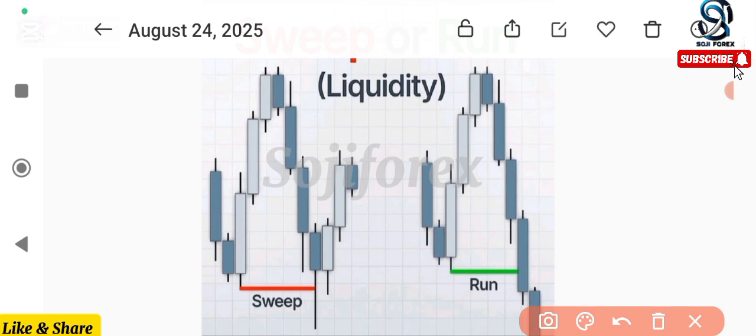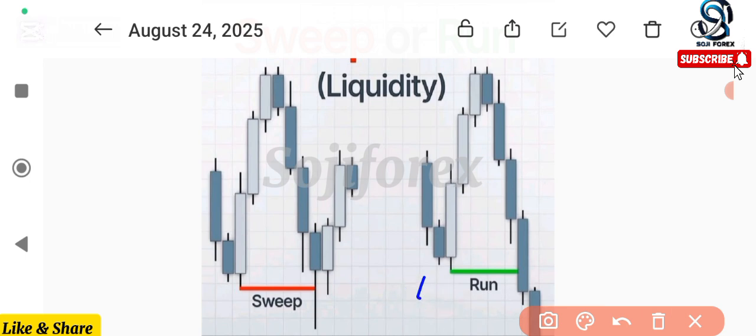So again, let's look at the liquidity run. So in a liquidity run, how do we see it? For instance, in a downtrend, price is making a lower low.